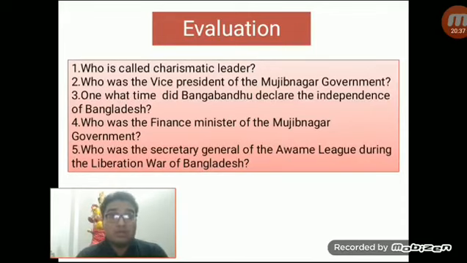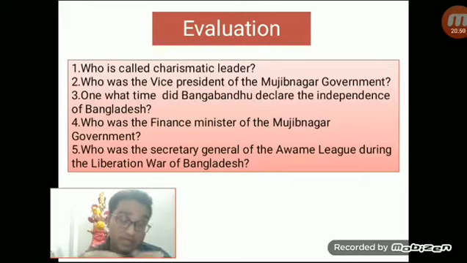And number 5, who was the Secretary General of the Awami League during the liberation of Bangladesh? Tajuddin Ahmed was the Secretary General of the Awami League. That means that at that time its name was the East Pakistan Awami League during the liberation of Bangladesh. That means Tajuddin Ahmed was the Secretary General of the Awami League during the liberation of Bangladesh.